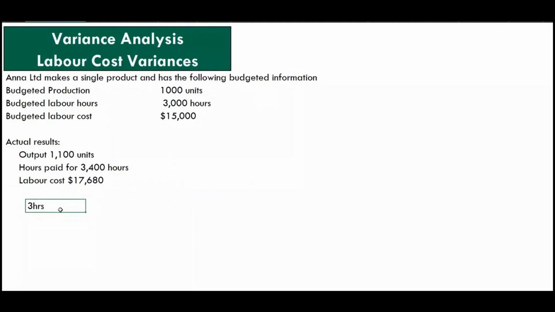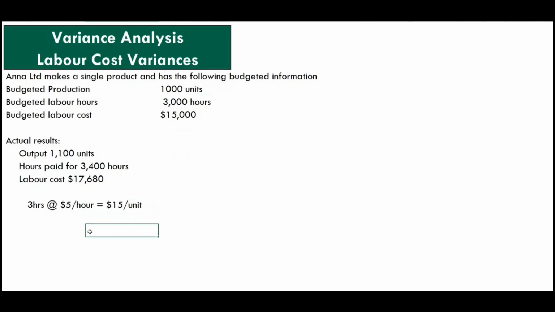At what rate do we intend to pay for 1 hour? If we're planning to pay $15,000 for 3,000 hours, then we are paying at the rate of $5 for every single hour. Then that gives us a standard cost of $15 per unit. Remember, this is per unit. From this, we are able to go further.